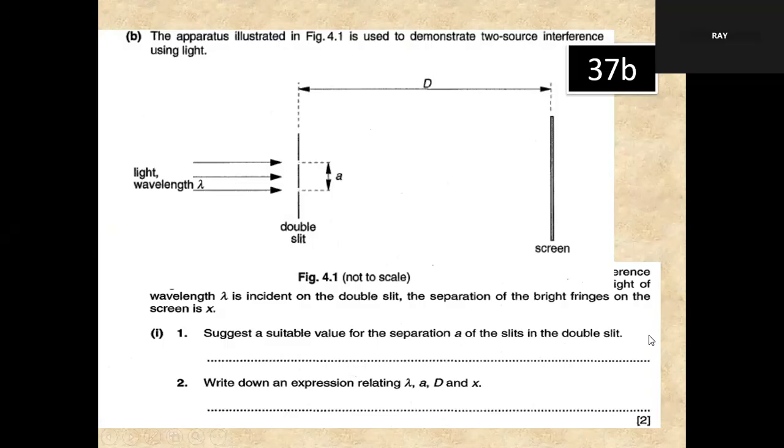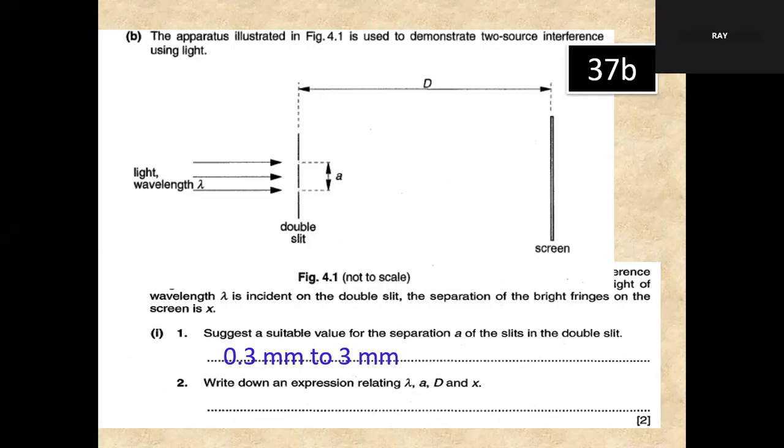The picture shows you already all that is required. Suggest a suitable value for the separation a of the slits in the double slit. You need to know the magnitude, so there's a range of values. 0.3 millimeter to 3 millimeter.